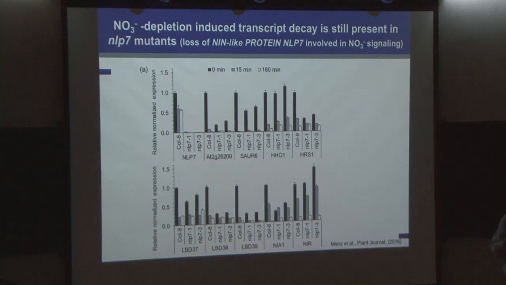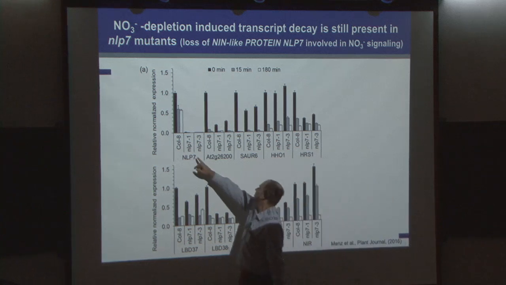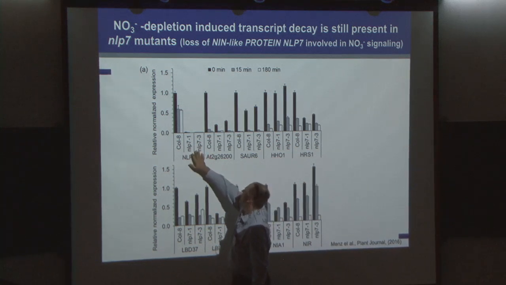And this transfer of the NLP7 protein was suggested to be the major regulation of these nitrate-regulated genes. Do we see the same response in mutants that don't have this major regulator? Well, more or less we see the same response. We use two knockout mutants, NLP7-1 and NLP7-3.